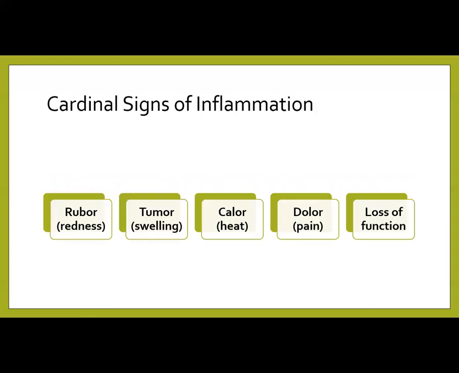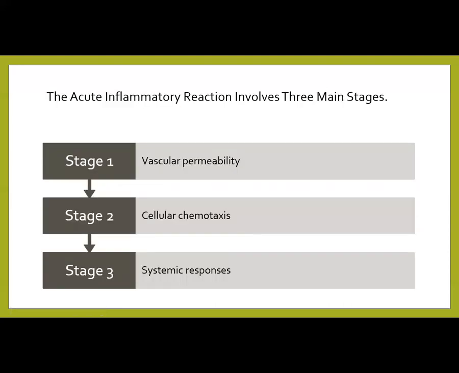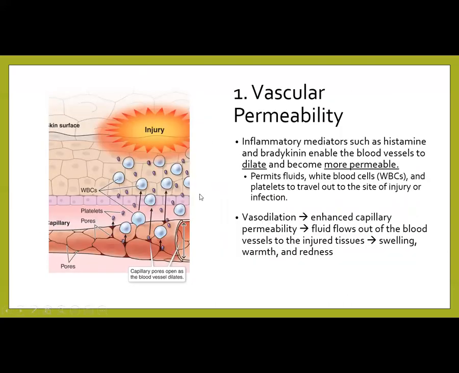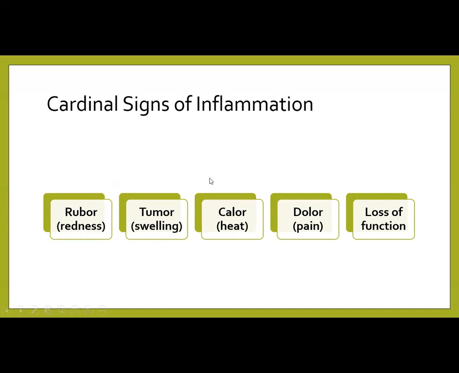So these are your cardinal signs of inflammation. You're going to have rubor, tumor, calor, dolor, and loss of function. Basically you have redness, swelling, heat, pain, and then the function is no longer working. We talked about the redness, swelling, and heat in stage 1. If you remember, all that permeability is allowing everything to move in here. And then the pain and loss of function come from us basically encapsulating what we're trying to fight away from everything else.